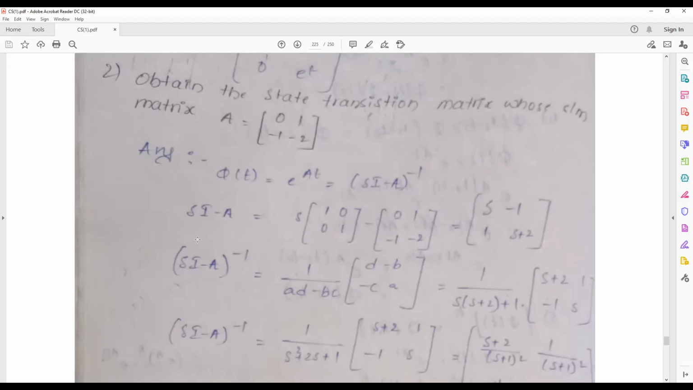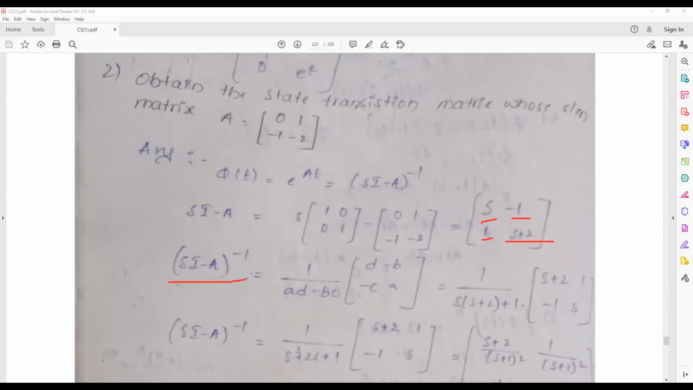So sI minus A. Let us check here. s minus 0, s. s into 0, 0 minus 1, minus 1. s into 0, 0, 0 minus of minus 1, plus 1. s into 1, yes, minus of minus 2, plus 2. So s, minus 1, 1, s plus 2.